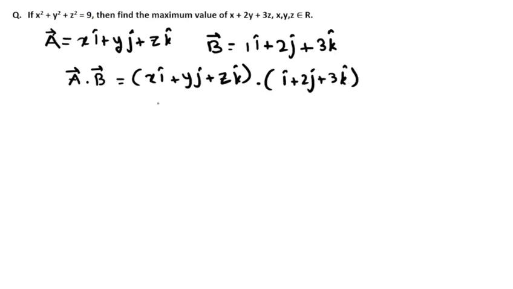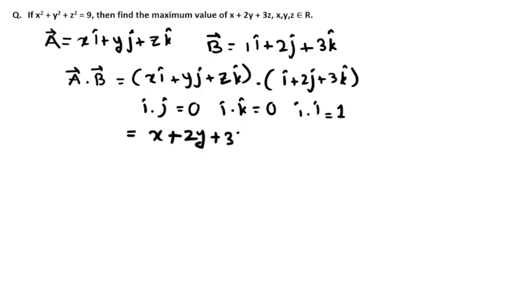We know that the dot product of i dot j is equal to 0. Similarly, i dot k is equal to 0, because the angle between the x-axis and the y-axis is 90 degrees, and we know that A dot B is given by AB cos theta, and theta becomes 90 degrees, so this product becomes 0, and i dot i is given by 1. So we can write A dot B as x plus 2y plus 3z.